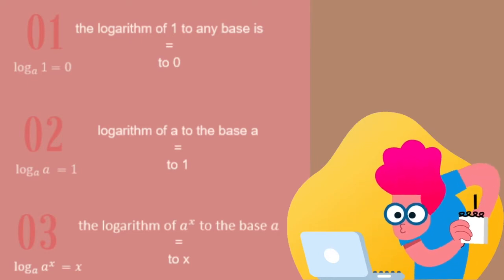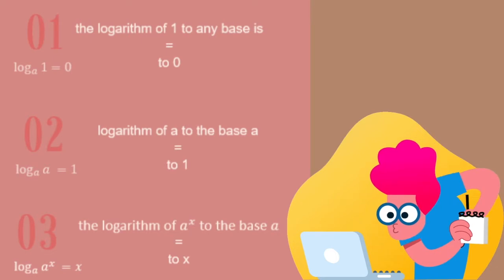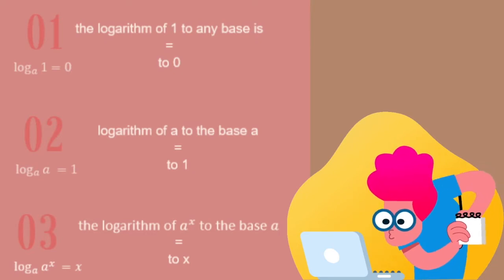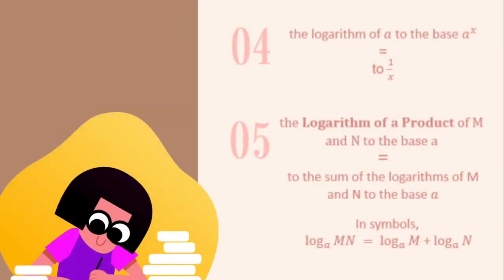1. The logarithm of 1 to any base is equal to 0. 2. The logarithm of a to the base a is equal to 1. 3. The logarithm of a to the power of x to the base a is equal to x. 4. The logarithm of a to the base a to the power of x is equal to 1 or x.